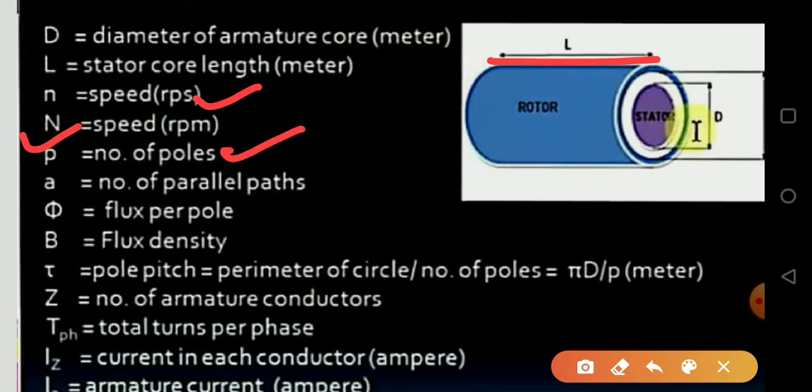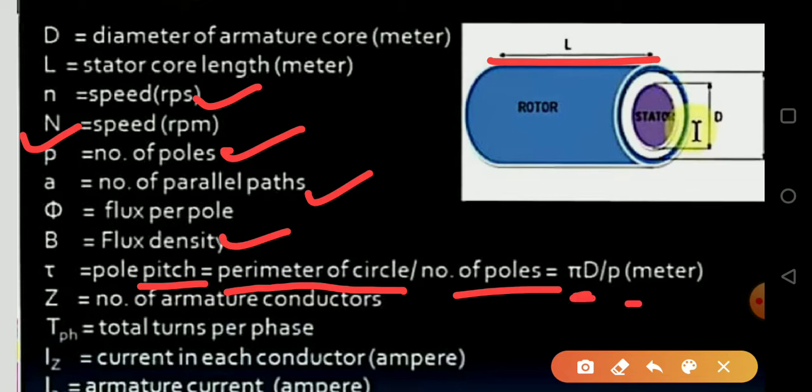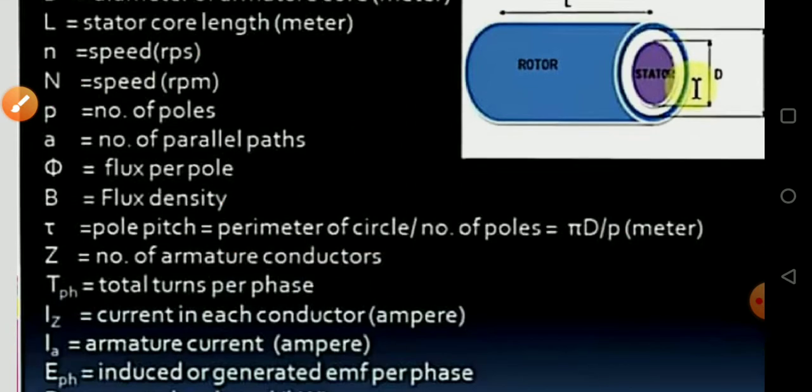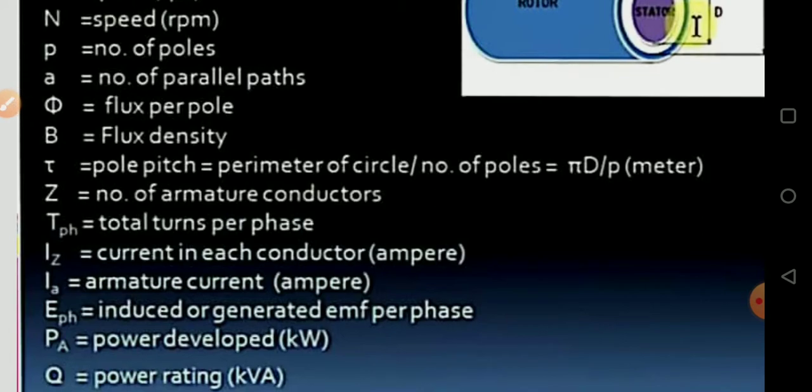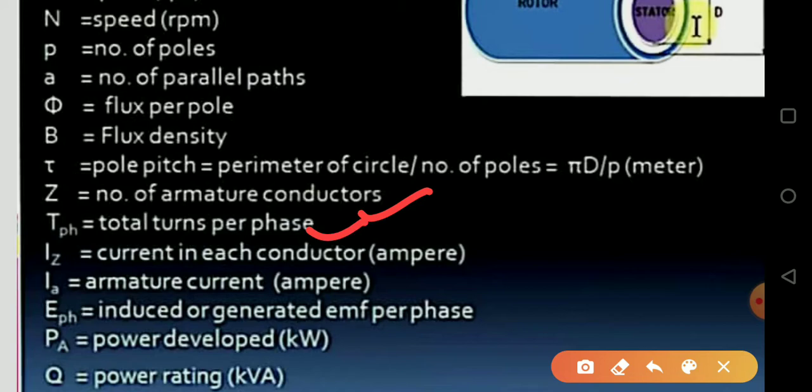P is the number of poles, A is the number of parallel paths, and we represent flux by phi, and B is the flux density, and tau is the pole pitch, equal to the perimeter of the circle upon the number of poles. So the pole pitch is pi D over P. The perimeter divided by the number of poles is called the pole pitch. Z is the number of conductors. TPS is the total turns per phase.